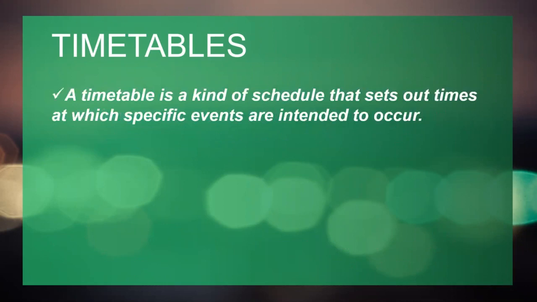A timetable is a kind of schedule that sets out times at which specific events are intended to occur. At what time, what event will occur. So a timetable is a kind of schedule that sets out time for everything, at what time what event has to take place. That is what we call a timetable.